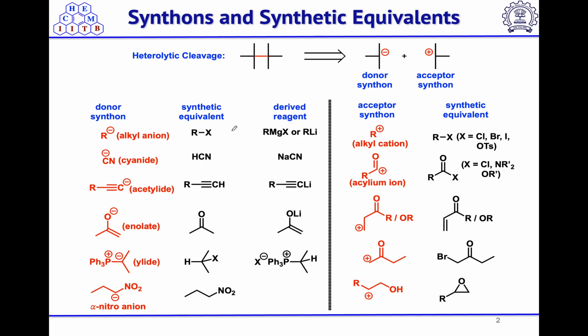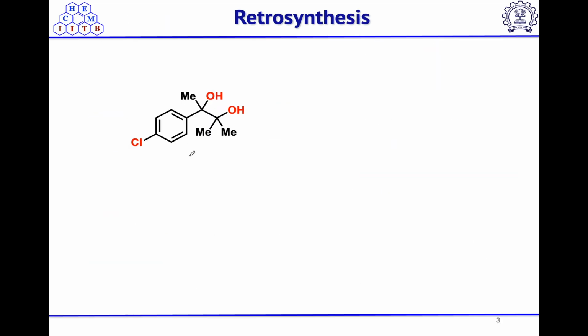Now, in forward synthesis, these donor synthons and acceptor synthons we can't directly use. So we need to have some synthetic equivalents, which we can use in forward synthesis. What will be the corresponding synthetic equivalent for each donor synthon? We should have some idea. I have written some examples of donor synthons and their corresponding synthetic equivalents, and also acceptor synthons and their synthetic equivalents. We need all of these for forward synthesis and retrosynthetic analysis. Okay, so now coming to today's first problem.